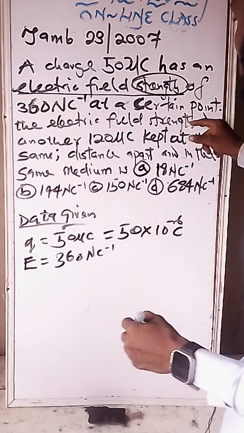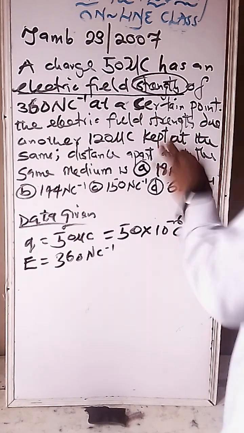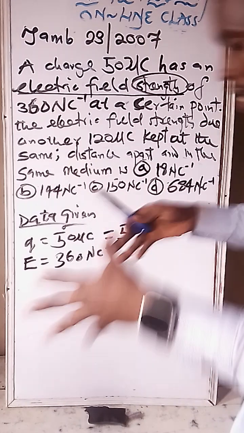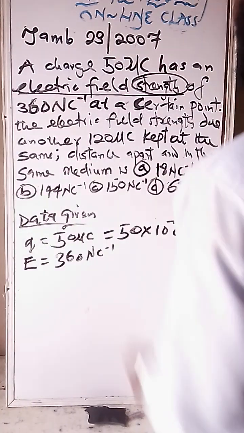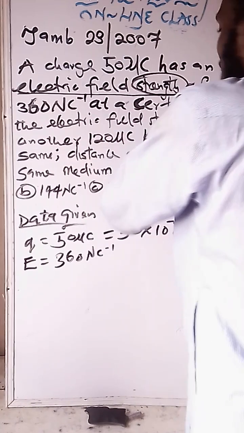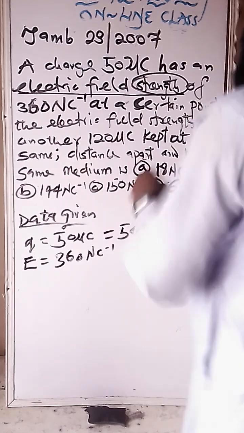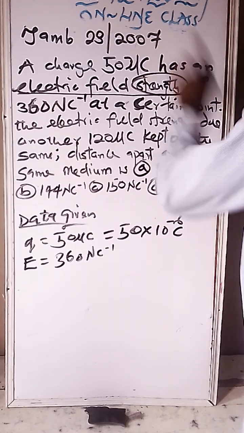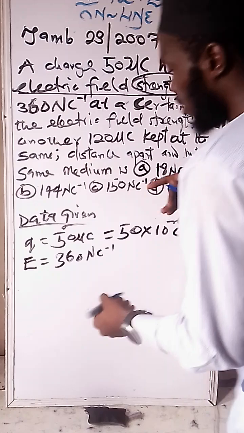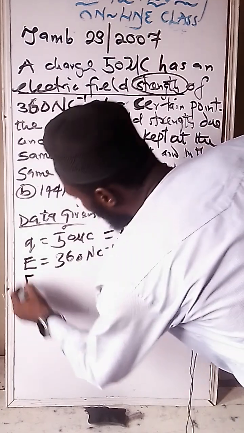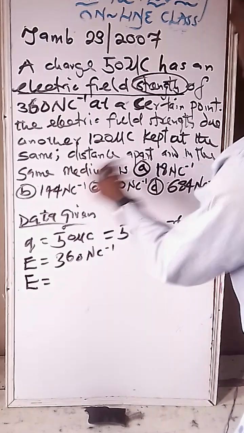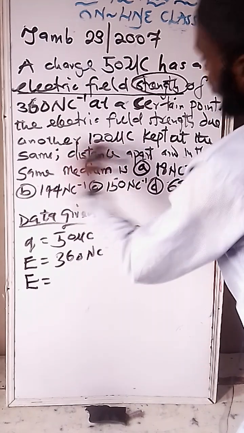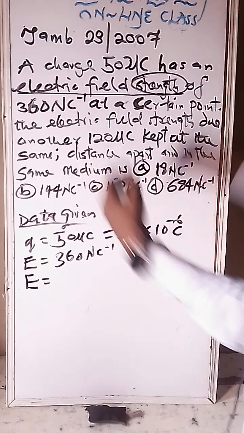Now, at a certain point, he has Q and he has E. Let's continue. The electric field strength due to another one. That means electric field strength due to another one. They still mention electric field strength, which is still the same thing as E. Due to another one. Are we given anything? This is not electric field strength. They just want to make it so that you have to comprehend the question.